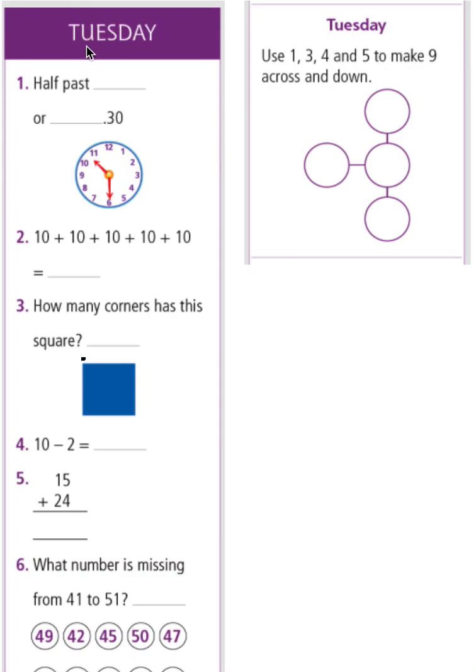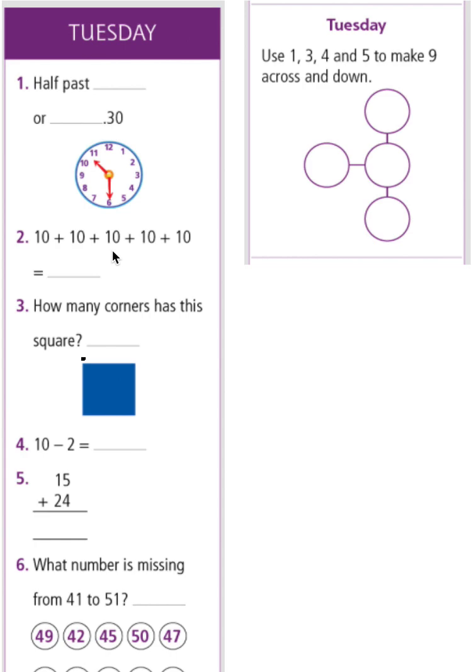Today we're looking at Tuesday of our mental maths, and let's start with a nice easy one for you. We're looking at the clock. Half past, so our minute hand, the long hand, has gone halfway around the clock to 6. Where has the hour hand gone? It's just past what? Number 2.